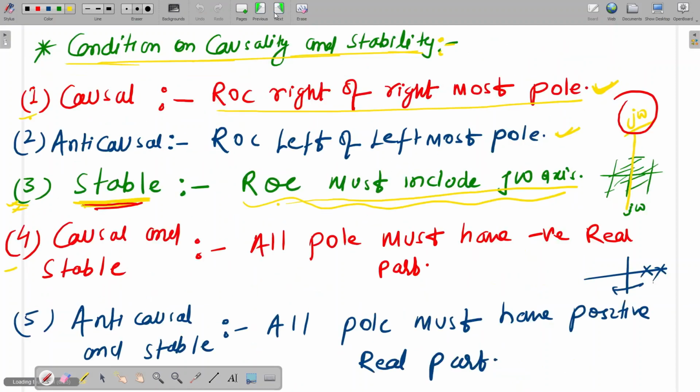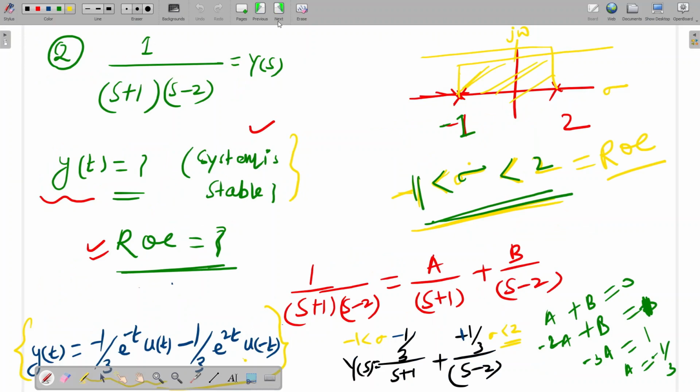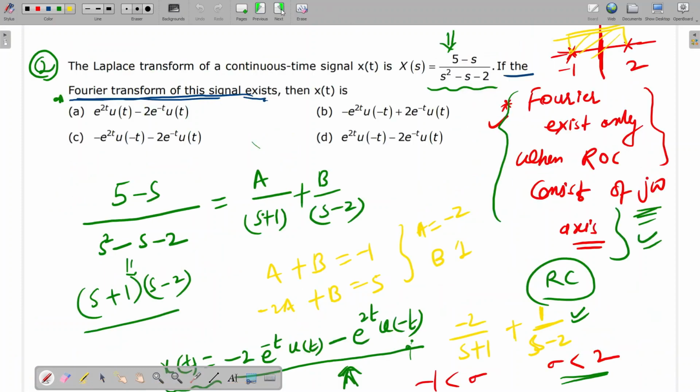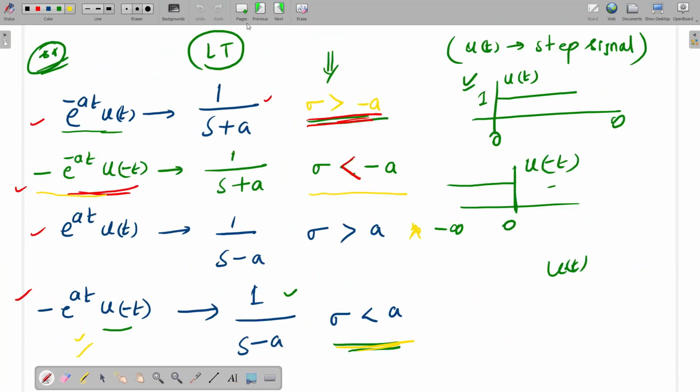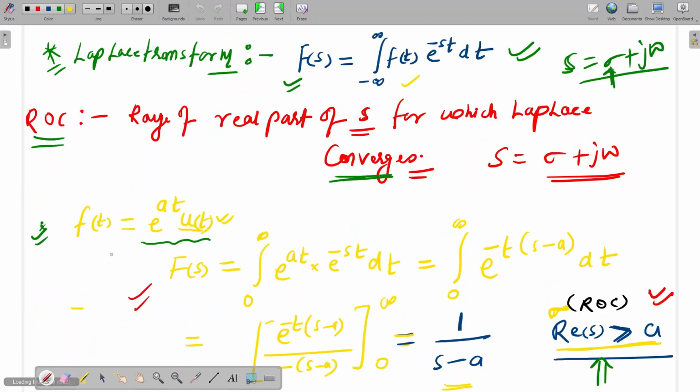Next, sir, ROC is less than a, but here we are getting plus. Previously plus is there. Okay, but what is the formula? If you see, it is minus e to the power at u(minus t), that is 1 by s minus a. So what is the inverse Laplace of this one? If sigma is less than a, minus will come here. So minus e to the power at u(minus t). All four you can derive. Just apply this basic formula, then you can get the corresponding ROC.